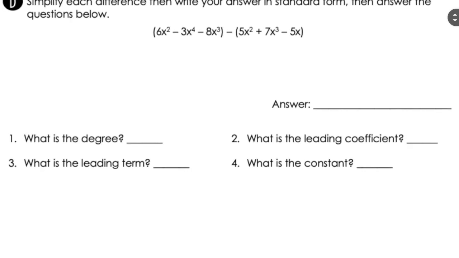So now let's go to part D. And this one is a little different. If you were going to make a mistake on anything, it would be this. Okay. So we have to simplify each difference and then write our answer in standard form. So let's look at the reason why this is different and more difficult is because we have that subtraction sign in the middle.